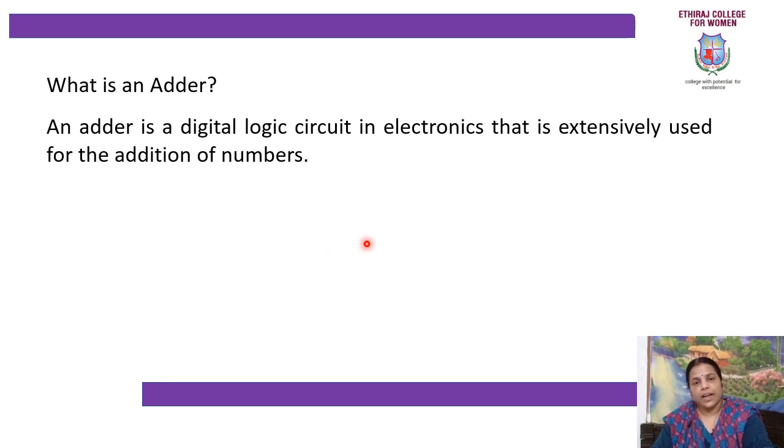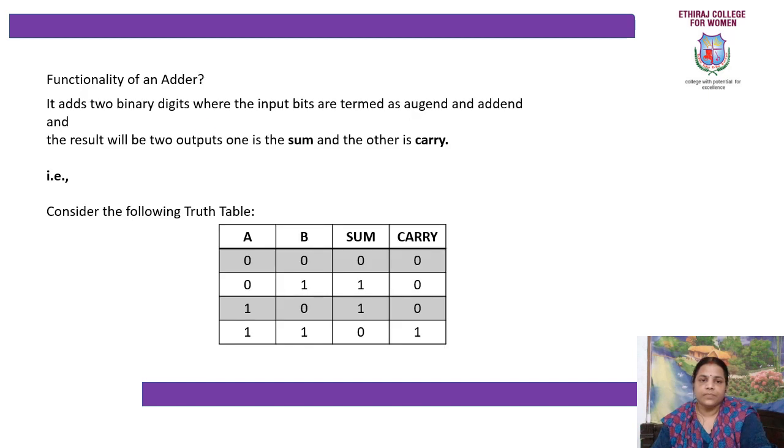There are further adders as well, but we are going to concentrate only on the half adder and a bit of the full adder. The difference between half and full adder is that a half adder works with 2 inputs, whereas a full adder works with 3 inputs. So let's have a look over the functionality of an adder.